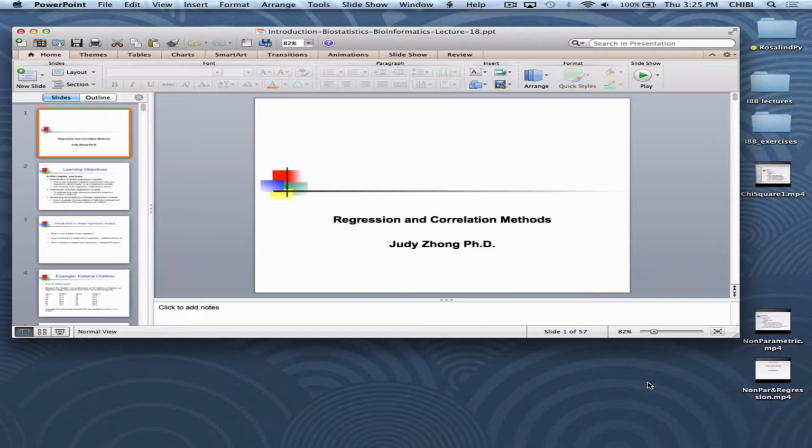And then if your data is not categorical, if your data is continuous, for that we have learned two purposes. One is, what if you want to do correlation?